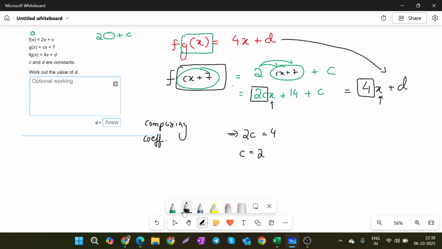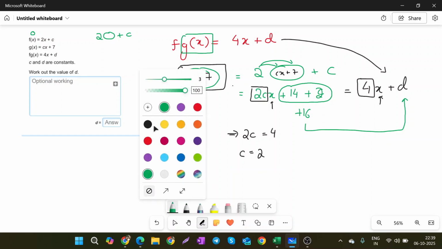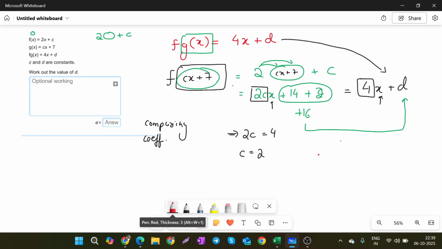Once you know c is equal to 2, you could then say the non-x part, or the constant part of this expression, which is 14 plus 2, is plus 16. And then wouldn't that mean that plus 16 is the d on the other side? Yeah, pretty much yes. That tells you that d is equal to the 16 on the other side. So your answers would be c is equal to 2 and then d is equal to 16.